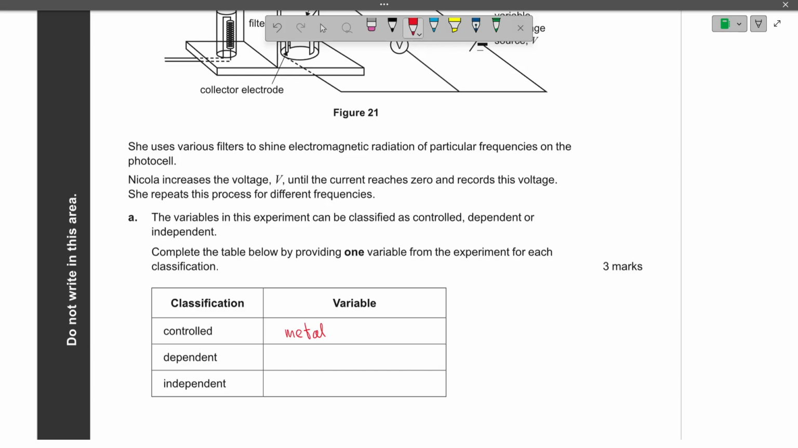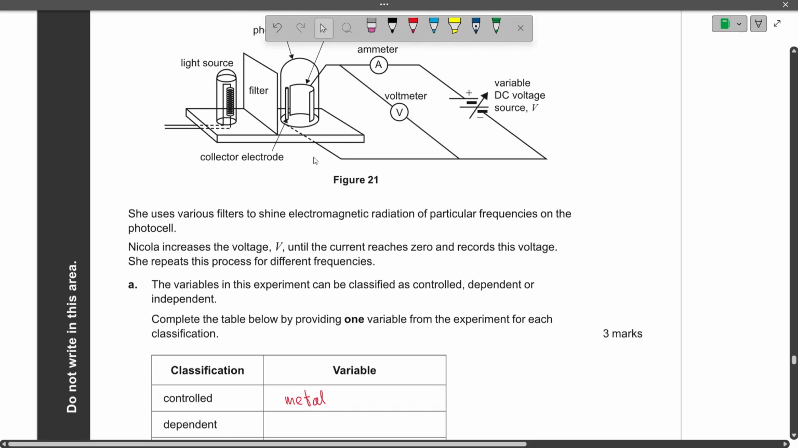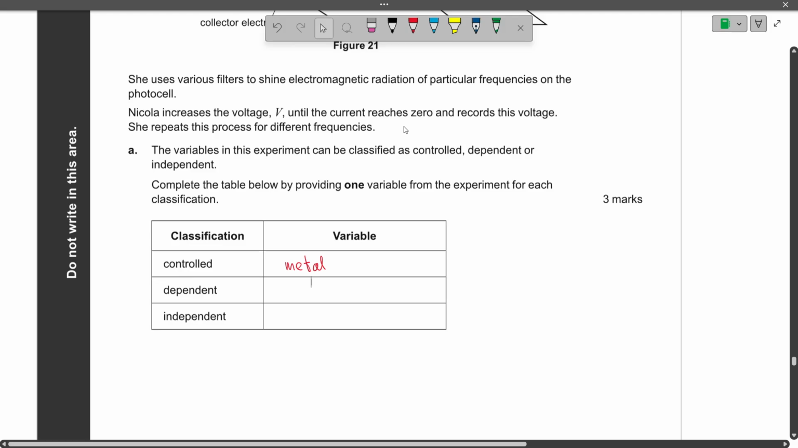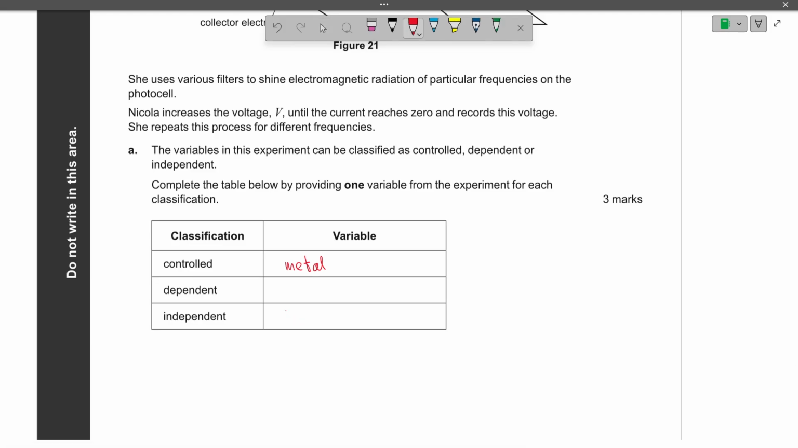What's a dependent variable? Well, let's think about what an independent variable might be. So the independent variable might be the frequency of the light because we're changing the frequency using different filters. So the independent variable would be light frequency.